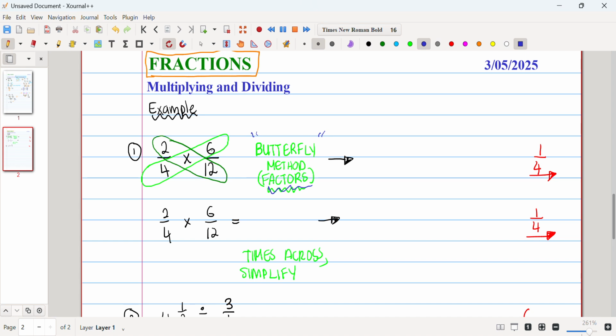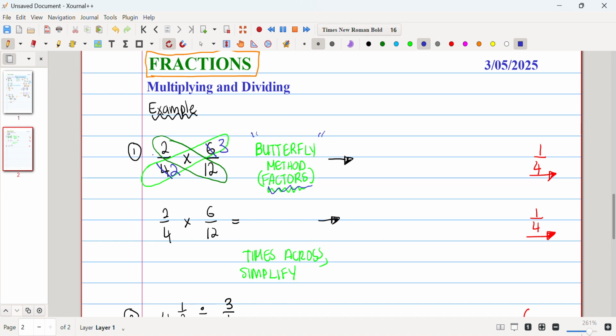Between 4 and 6, is there a highest common factor? Yes, there is, and that number is 2. So you will ask yourself, how many times does 2 go into 4? And you'll actually start crossing out. 2 goes into 4 2 times, so this now becomes 2. And 2 goes into 6 3 times, so the 6 now becomes 3.